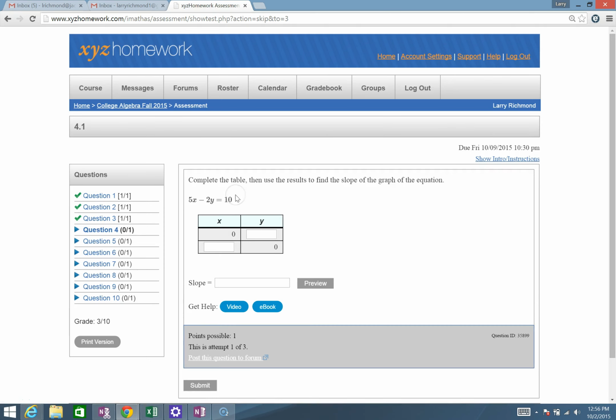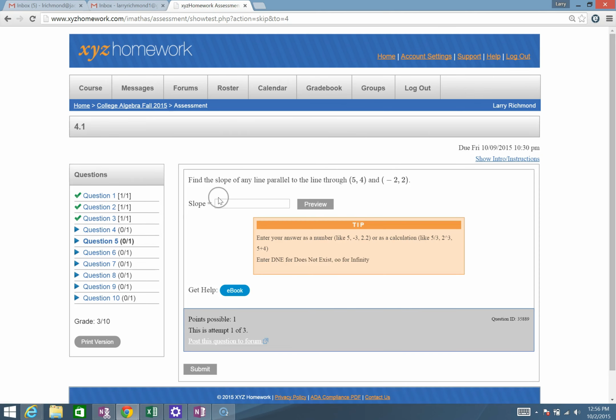This question says complete the table, then use it to find the slope of the graph of the equation. Here we're using a method we used before, the x and y intercept method. All you have to do is substitute 0 in place of x and solve for y. Substitute 0 in place of y and solve for x. Then you'll have 2 points and you can use the formula we've just considered. Question 5 says find the slope of any line parallel to the line through. Question 6 asks similarly, find the slope of any line perpendicular to the line through.